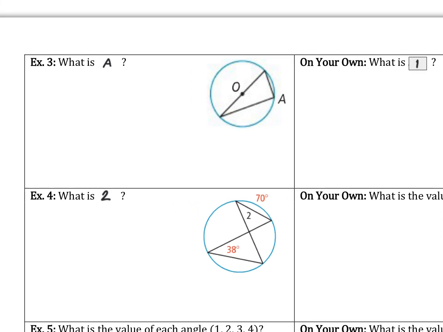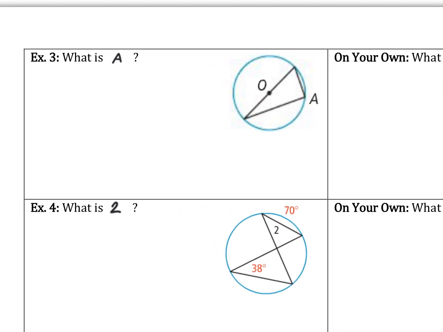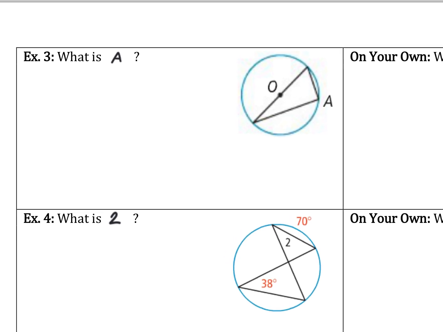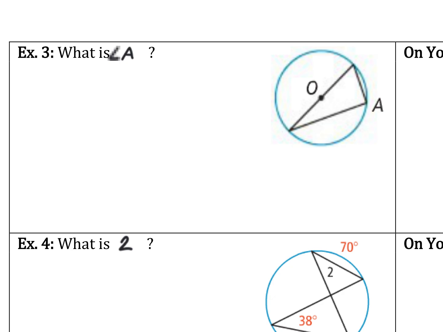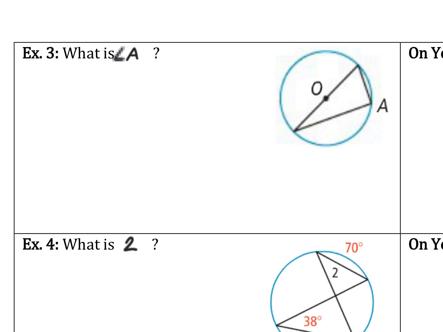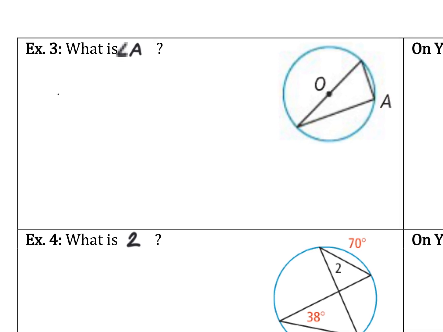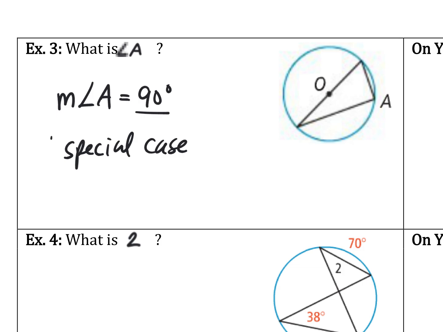Okay, let's go for example 3. What is the measurement of angle A? If you look at the figure, it's actually a special case. The special case is that an inscribed angle in a semicircle is always 90 degrees. So with this said, we can simply conclude that the measurement of angle A is equal to 90 degrees because of the special case corollary that we have done. This is a special case.